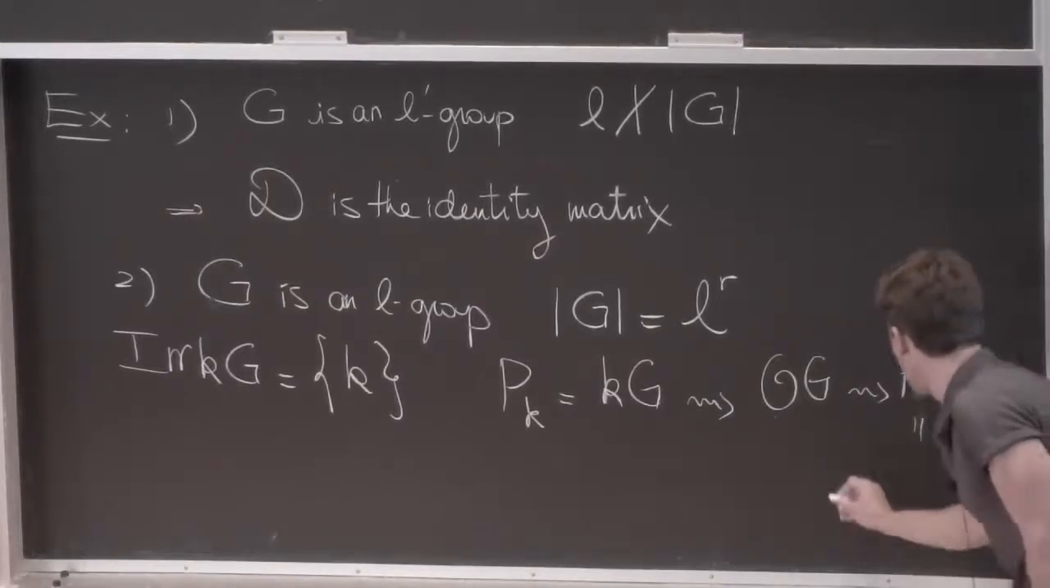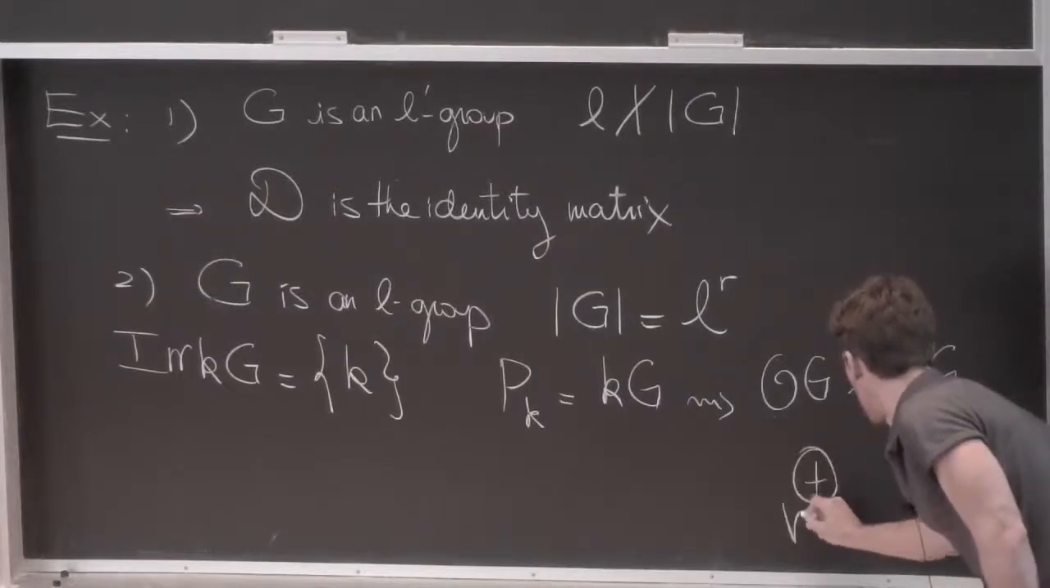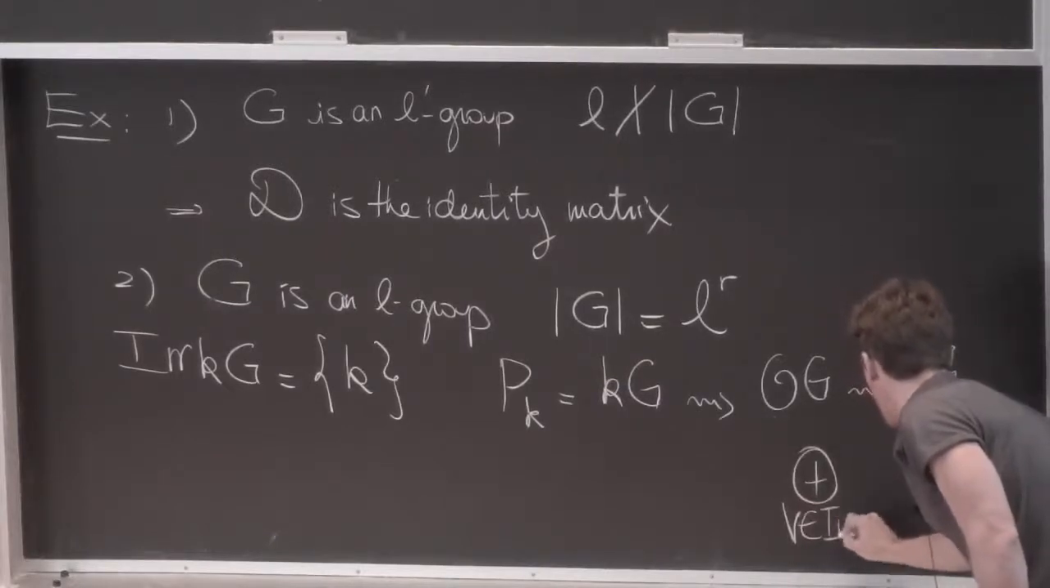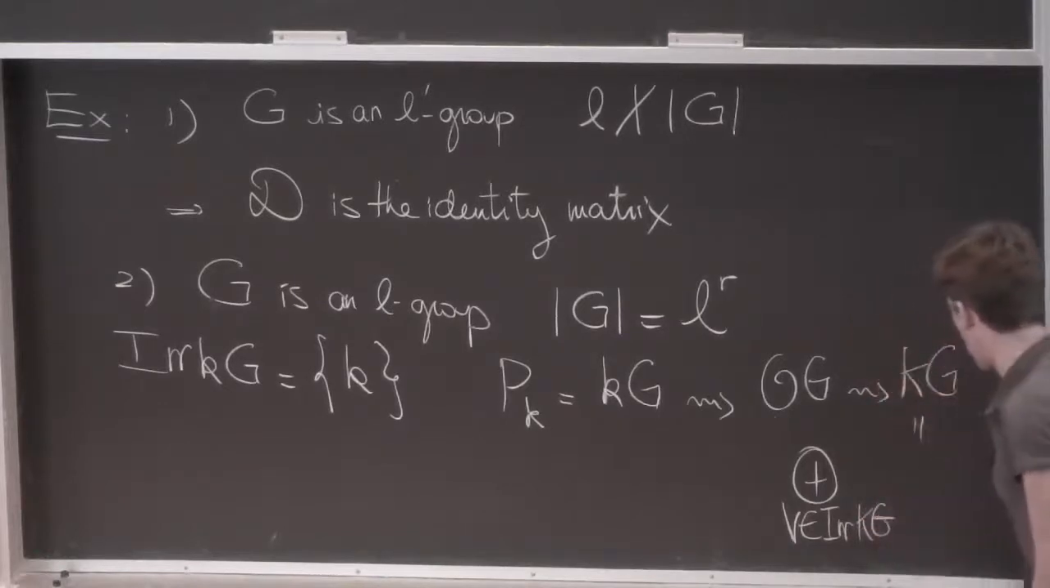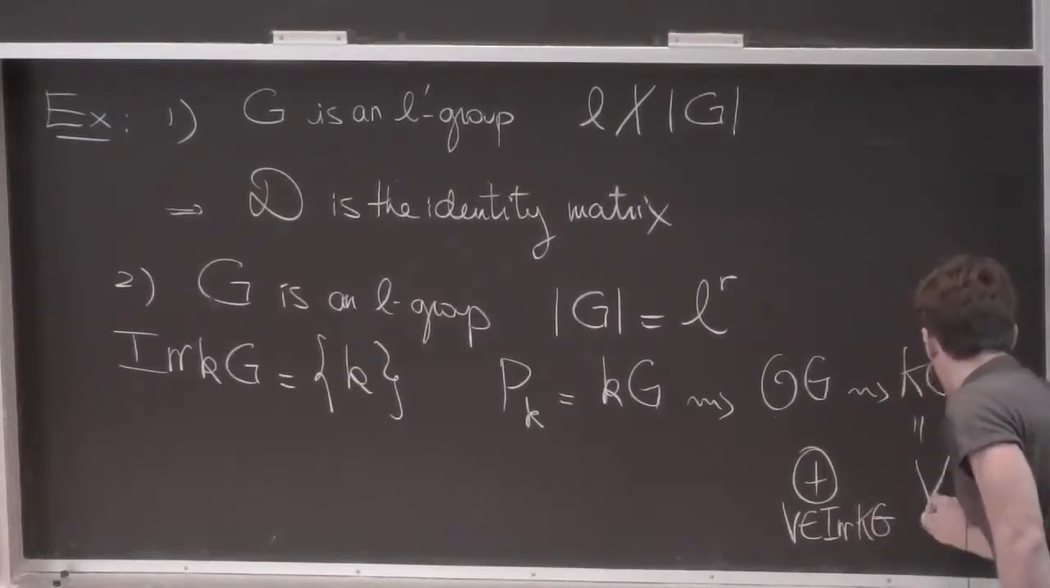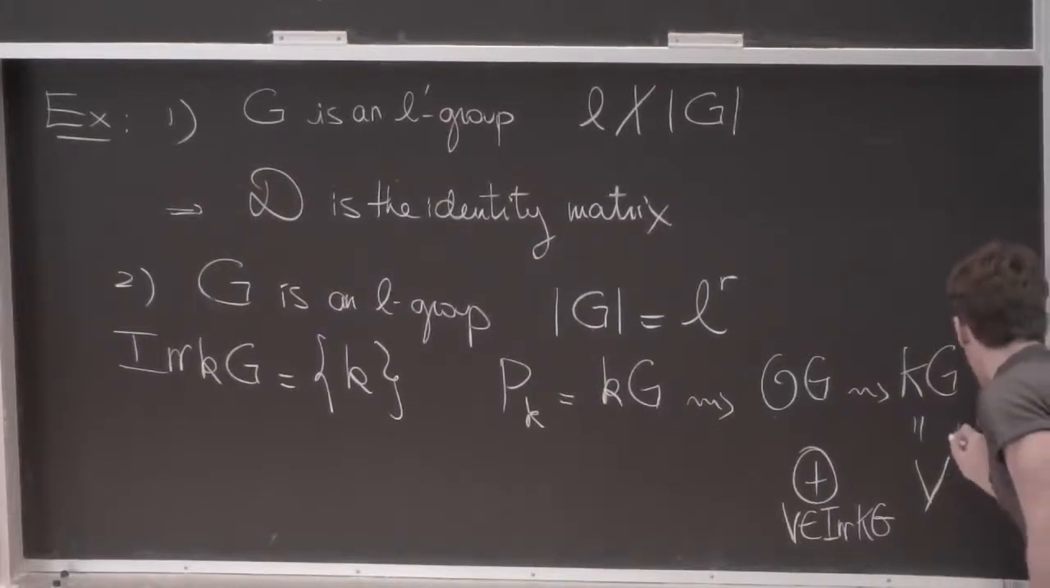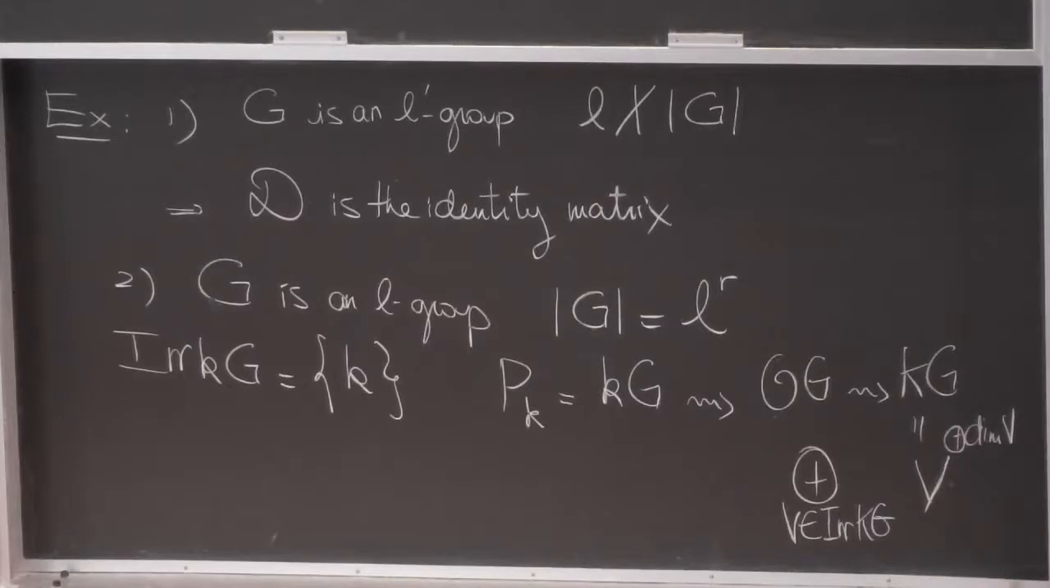And this, you know that it decomposes as a direct sum, where V runs over all the irreducible representations over K, and V occurs as many times as its dimension. Okay, you have something like this.